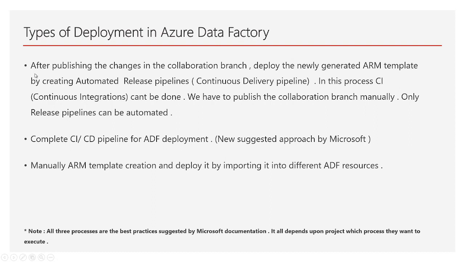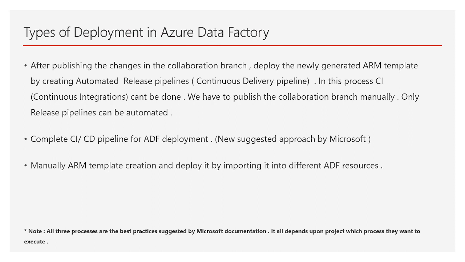I have already told you that once you are developing something in the Azure Data Factory, an ARM template will be generated. Whenever the publishing gets done from the collaboration branch, it will create the newly generated ARM templates and publish them to a different branch. Now, by creating automated release pipelines, known as continuous delivery pipelines, we will collect those ARM templates, change the environment configuration over there, and deploy them to our different environments.